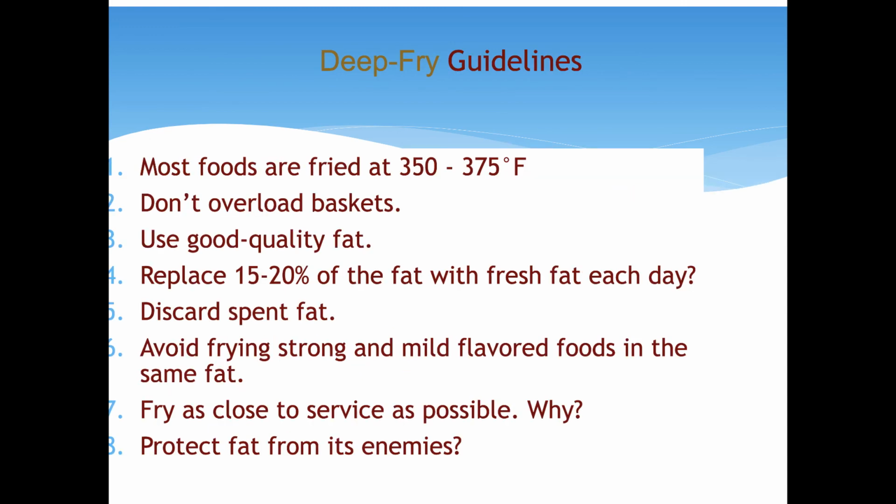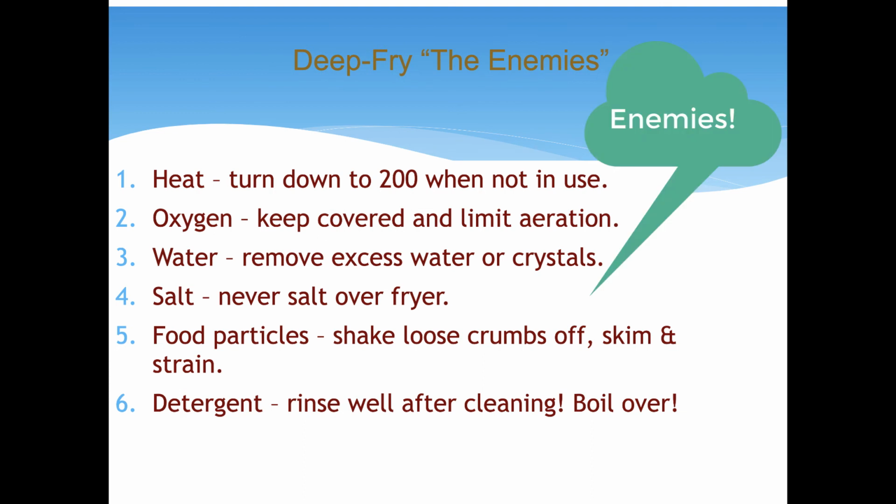And then just some general guidelines for deep frying: fry as close to surface as possible, and then protect fat from its enemies. And what are the enemies? Some of the enemies are heat, oxygen, so you should always use your covers at night. Water, if you've ever put water or something frozen with ice crystals on it, you'll get an explosion. So you want to remove that, because you think of it, water evaporates at what temperature? 212 degrees. It hits that 350 degree oil and immediately evaporates, but as it does that, it displaces the oil and then splatters it onto your arm. We don't like that.